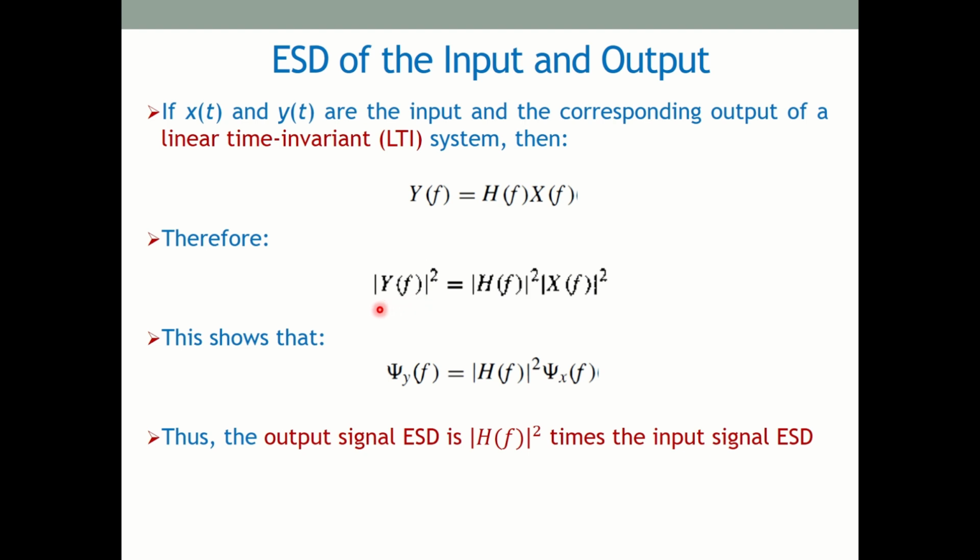From the previous discussion, we know that this is the energy spectral density of y(t), and this is the energy spectral density of x(t). So we can replace that. In other words, the energy spectral density is denoted by these expressions psi y and psi x. So from this we can conclude that the output signal ESD, which is this one, is the magnitude square of H(f) times the input signal ESD. This is just to prove the relation between the input ESD and output ESD in the presence of a system having system function H(f).